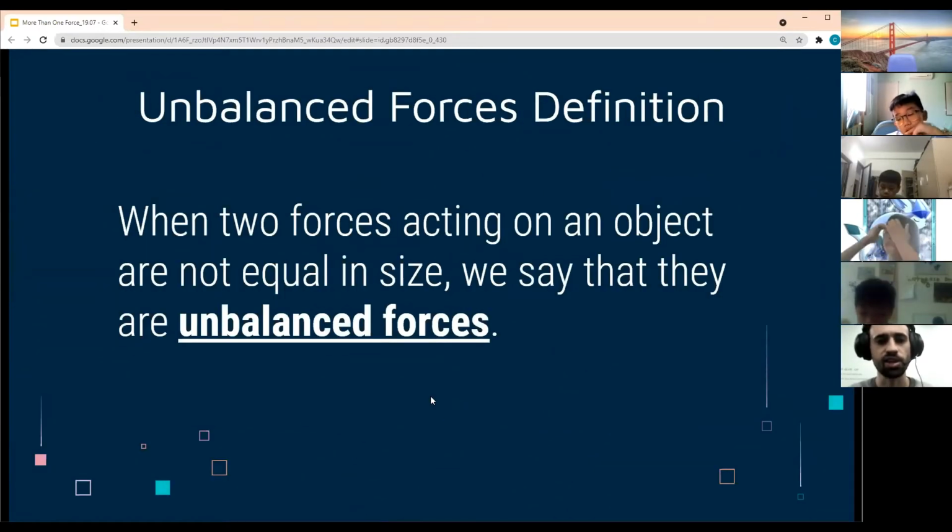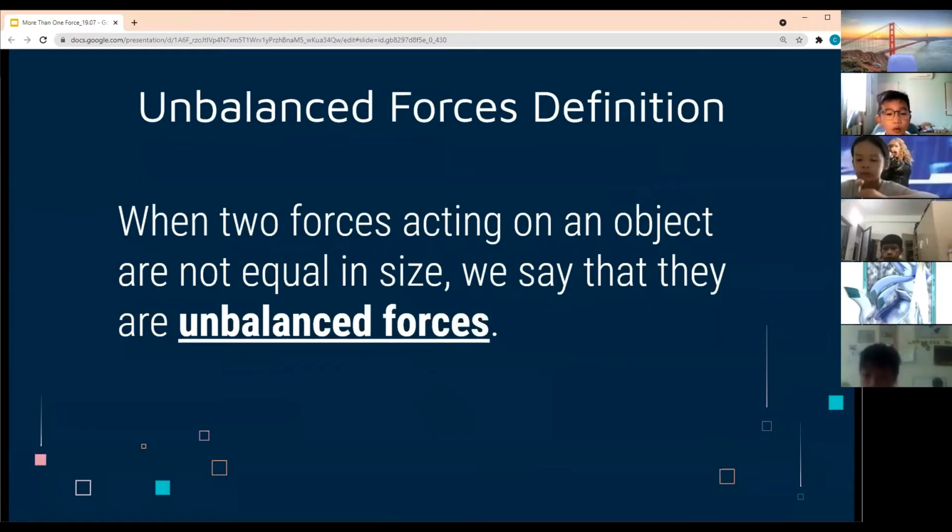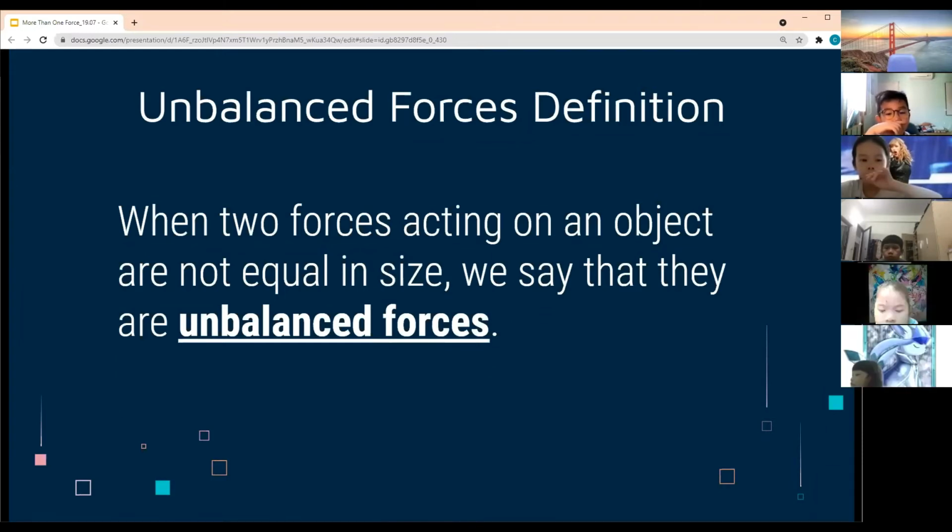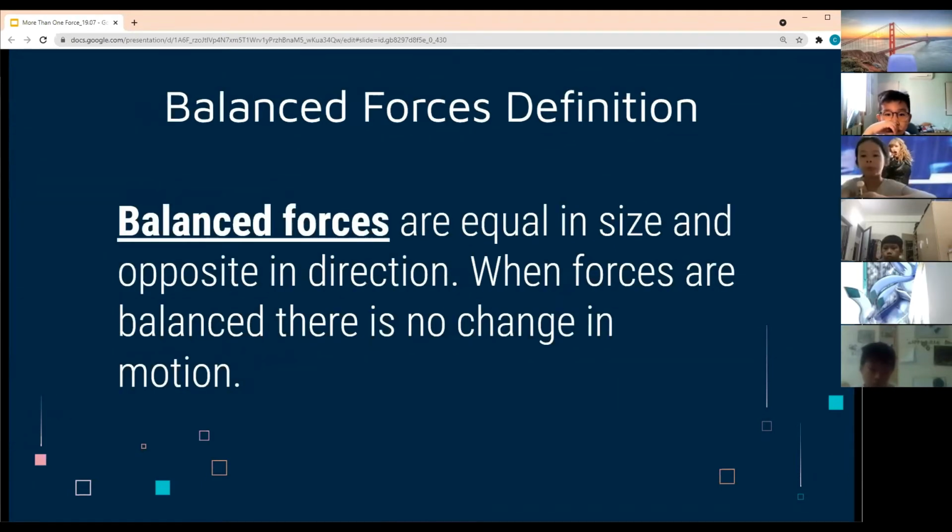Okay, so we're going to have our definitions. Let's read them again. We have unbalanced forces. Sam, can you read unbalanced forces for the class? When two forces acting on an object are not equal in size, we say that they are unbalanced forces. And then can I have Jackie? Can you read balanced forces? Okay. Balanced forces are equal in size and opposite direction. When forces are balanced, there is no change in motion.